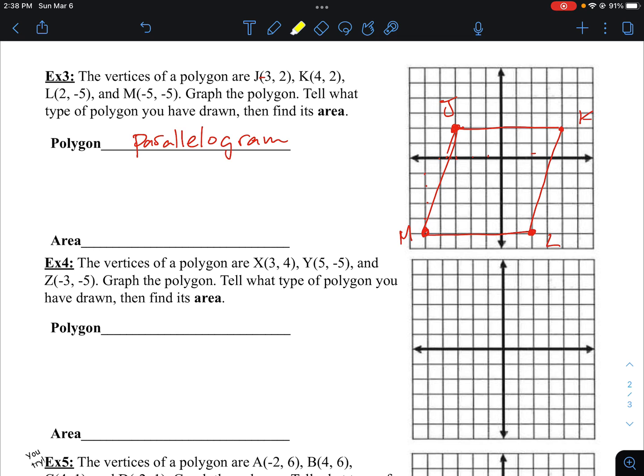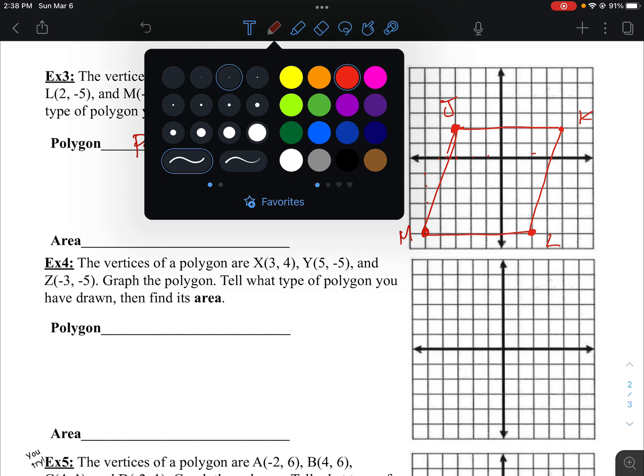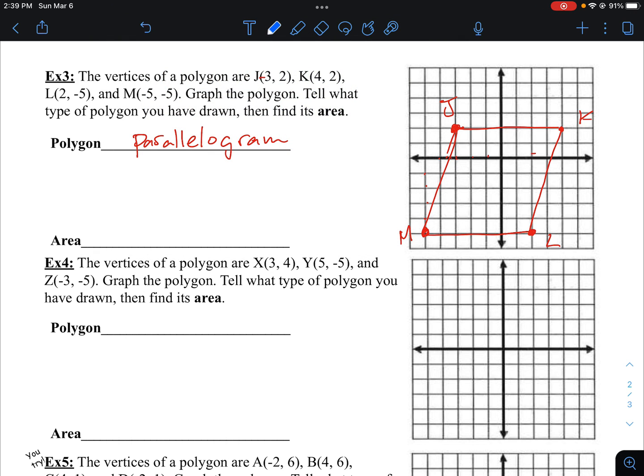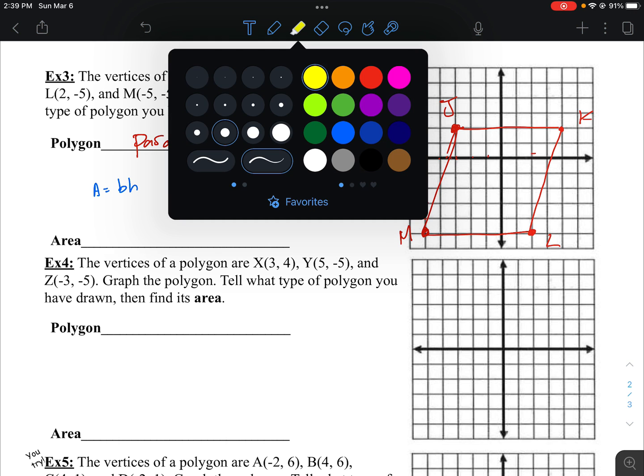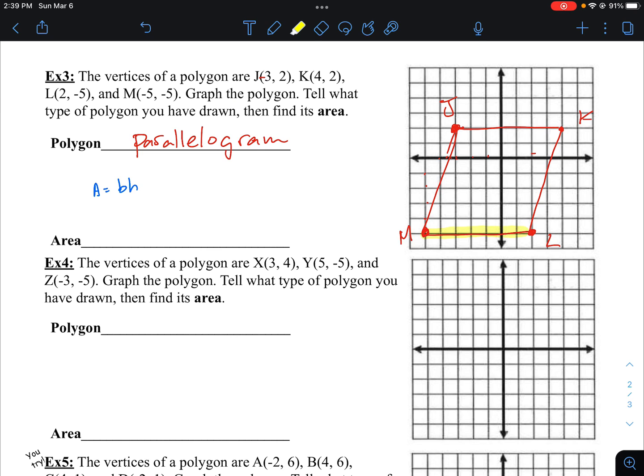Now we're looking for the area, not the perimeter. And for a parallelogram, the area can be found by doing base times height, right? So area for a parallelogram is just base times the height. So what is the base? Well, the base is just this, right? Or you can use this as the base as well. It doesn't really matter. The height is a straight line that connects the bases.